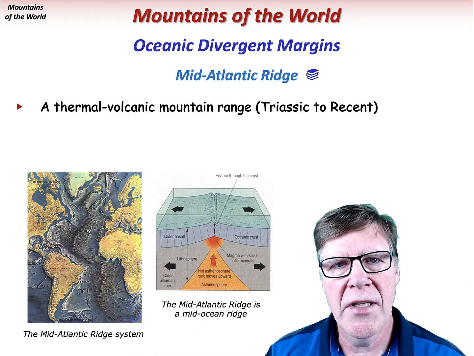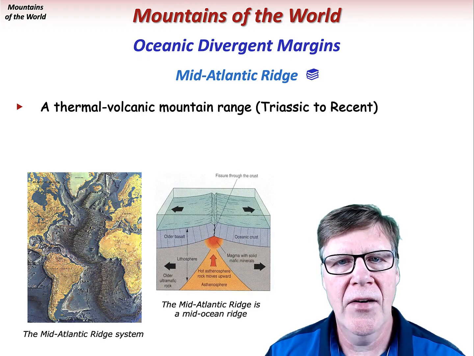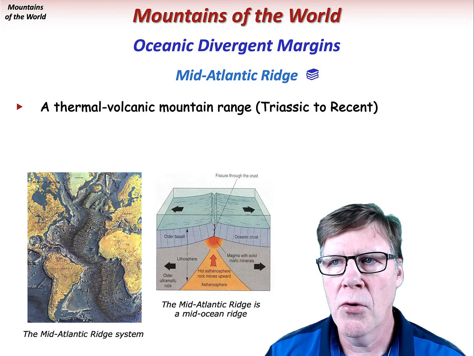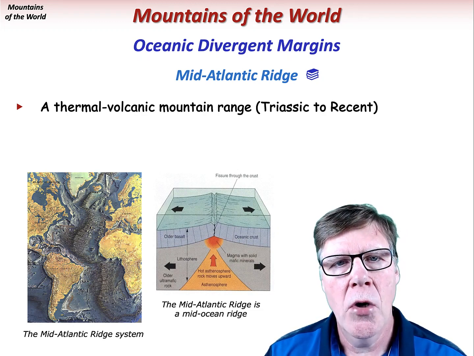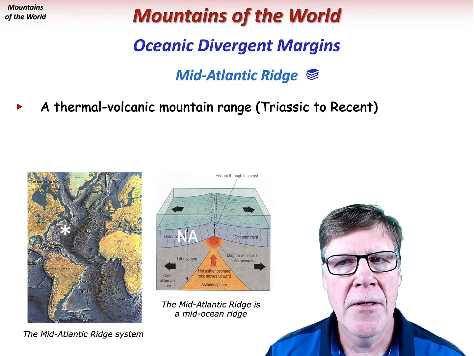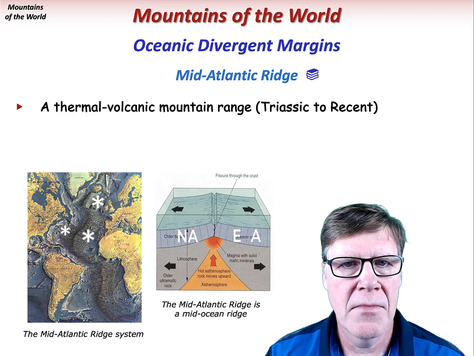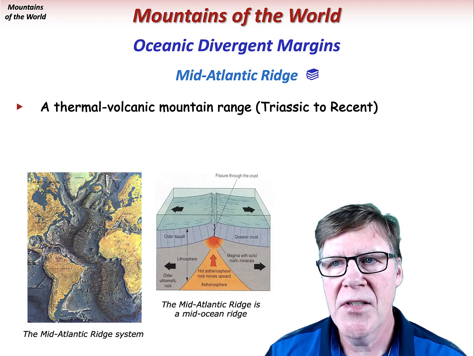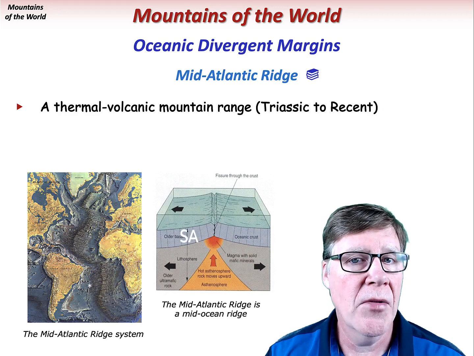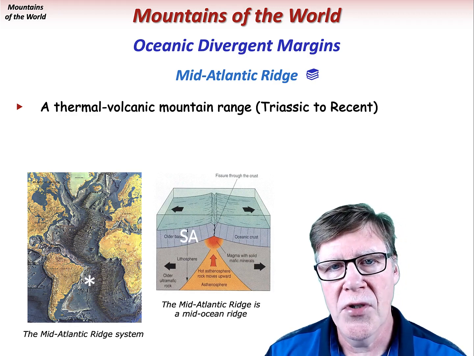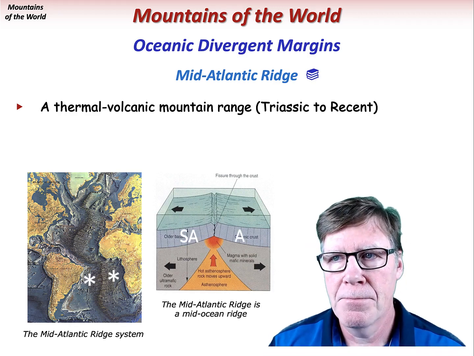Oceanic divergent margins are exclusively composed of submarine mountains and ridges. The Mid-Atlantic Ridge is a thermal volcanic mountain range formed along the oceanic divergent margin in the Atlantic Ocean basin. In the North Atlantic, it separates the oceanic portion of the North American plate from the oceanic portions of the Eurasian and African plates. In the South Atlantic, it separates the oceanic portion of the South American plate from the oceanic portion of the African plate.